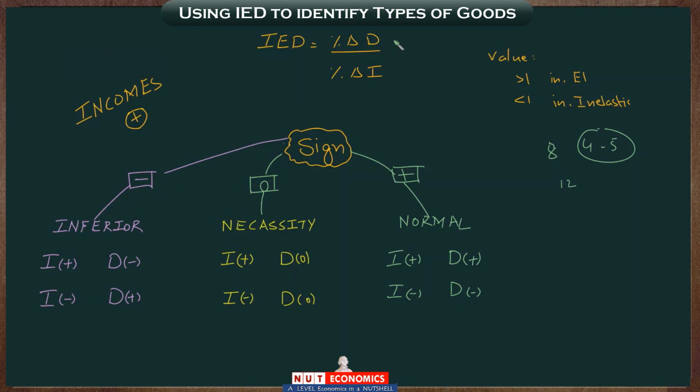Similarly, if incomes increase and demand does not change at all, IED will be 0, and 0 will tell us that you are talking about a necessity, and so on and so forth. So this is a very, very frequently repeated question, and therefore this is the main thing that you need to know about this concept of IED. The value, as I said, is not very important.